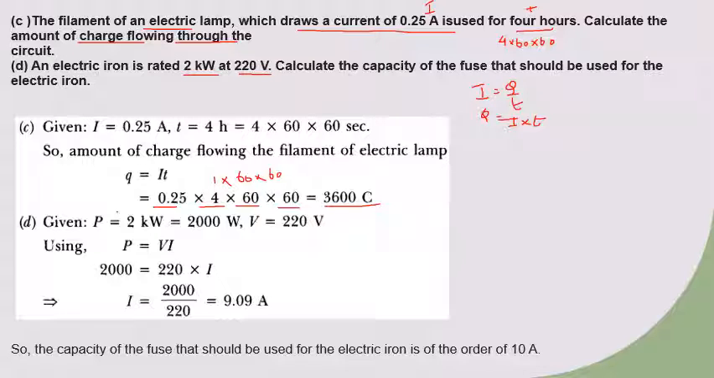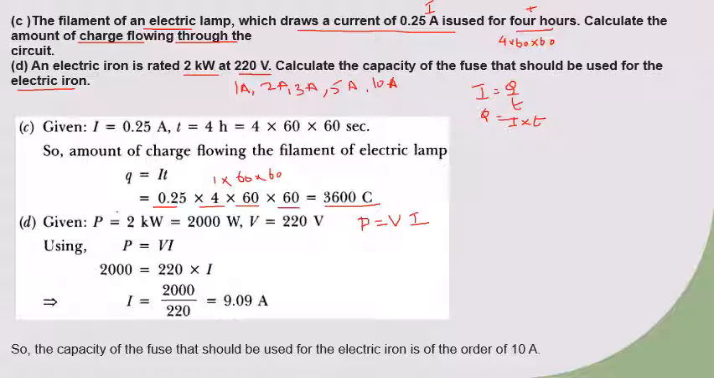Next question: an electric iron is rated 2 kilowatt at 220 volt. Calculate the capacity of the fuse that should be used for the electric iron. The formula we are going to use over here is P is equal to V into I, because we have to find the amount of current that is flowing through this fuse. We know that the fuses used for domestic purposes are rated as 1 ampere, 2 ampere, 3 ampere, 5 ampere and 10 ampere. So we have to find the appropriate fuse.